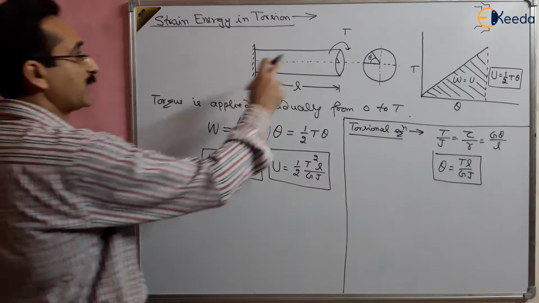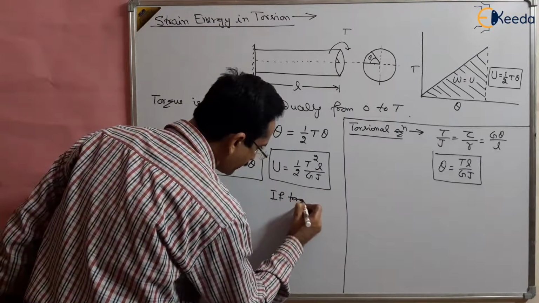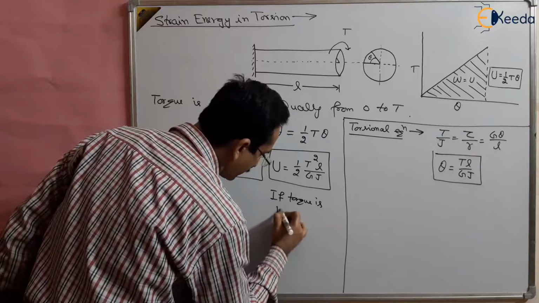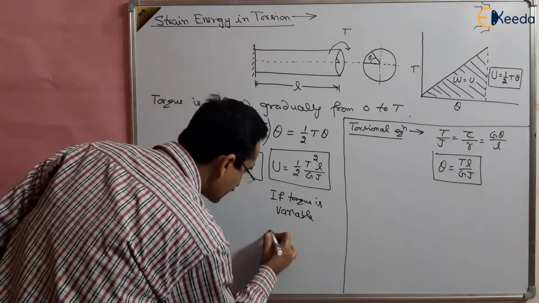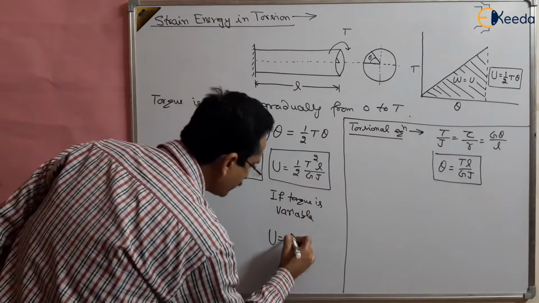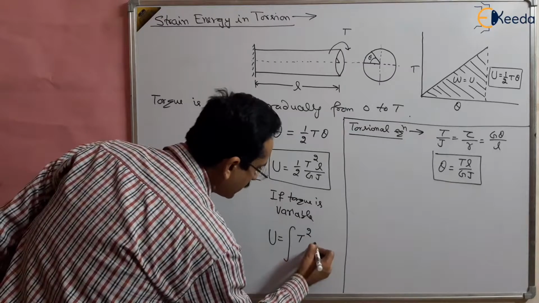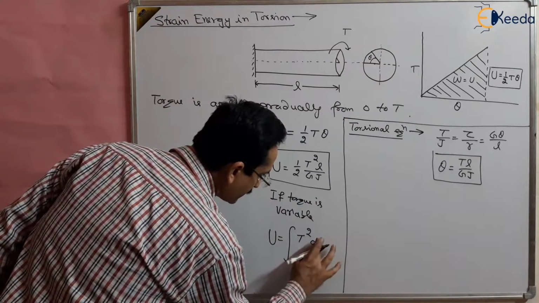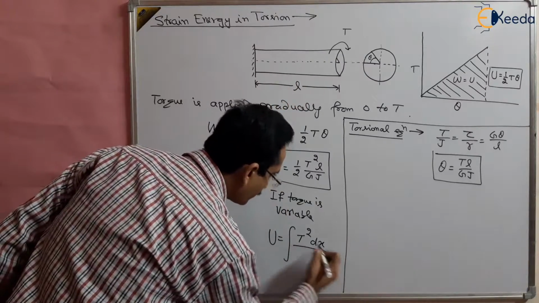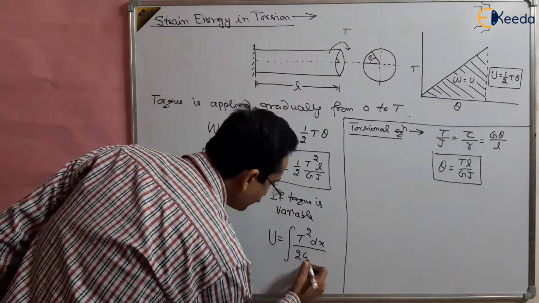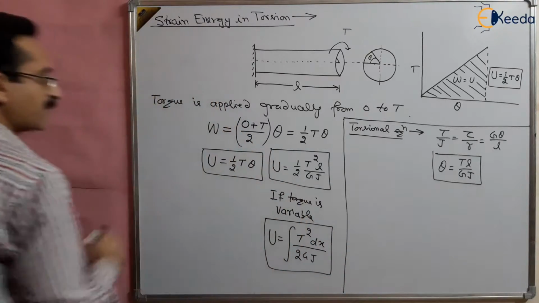Now if the torque is variable, then what will happen? If we are applying variable torque, then strain energy will be given as half integration of T square, and we have to take a small value of dx here, upon GJ, that is 2GJ. So this is the strain energy stored when the torque is variable.